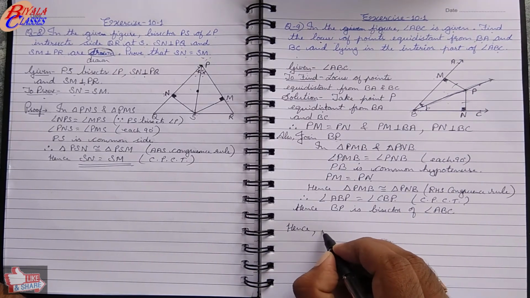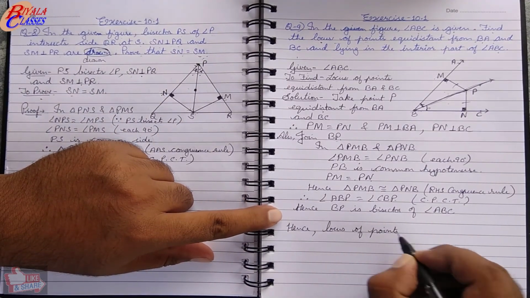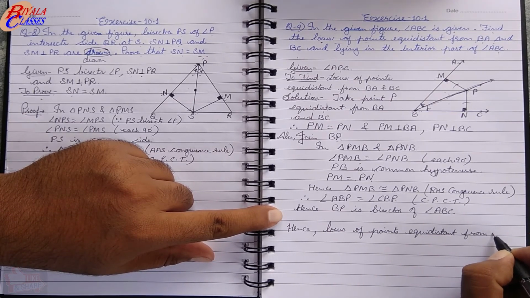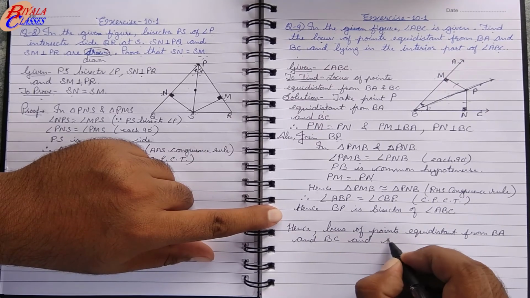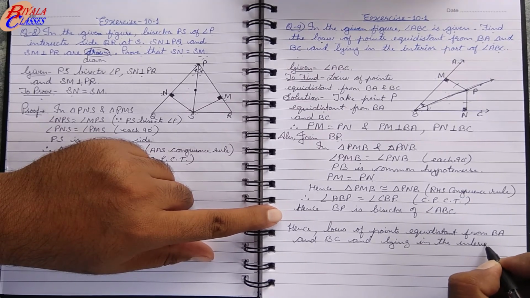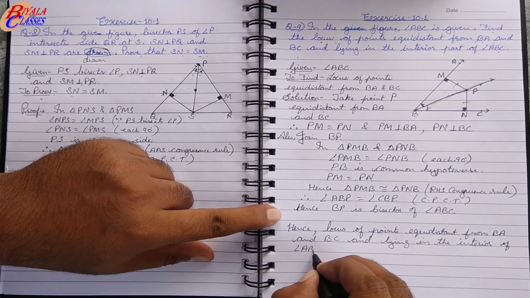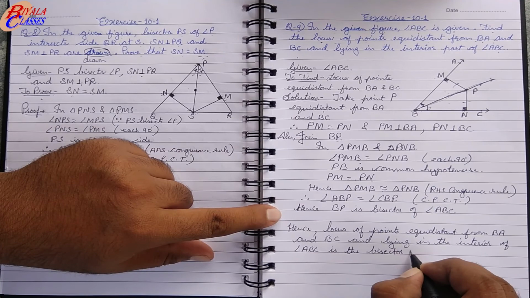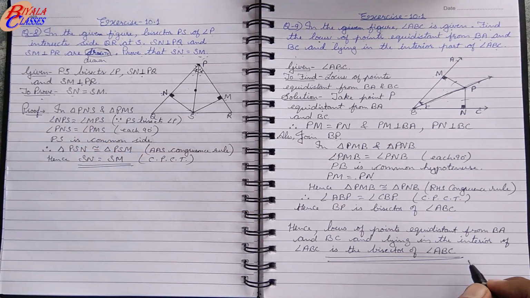Hence the locus of points equidistant from BA and BC and lying in the interior of angle ABC is the bisector of angle ABC. So this is the locus. It will be the bisector of angle ABC.